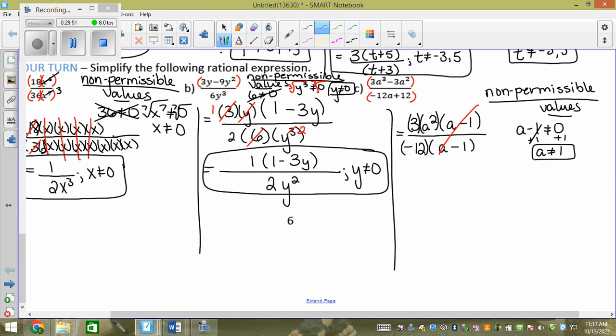What about the 3 and the 12? Can I take something out of that? What can I take out? A 3. 3 divided by 3 is 1. Negative 12 divided by 3 is negative 4. And it equals a squared over negative 4. A can't equal 1.